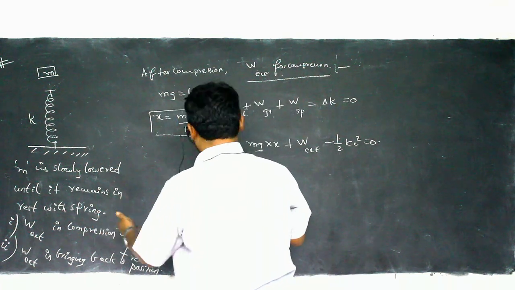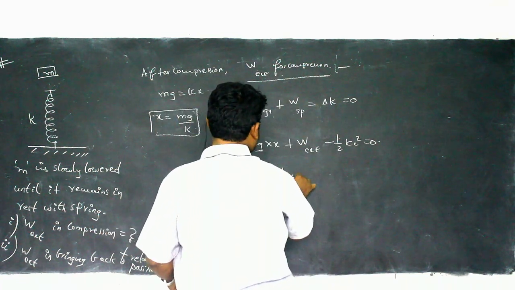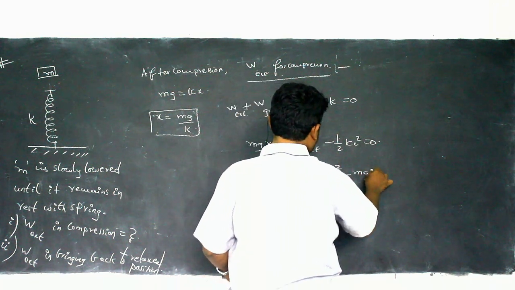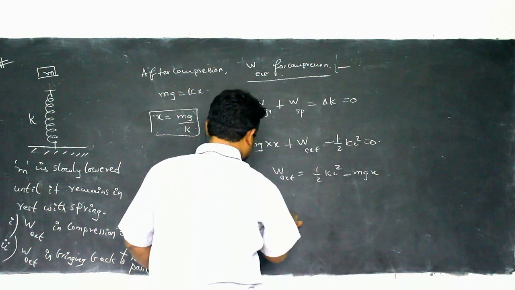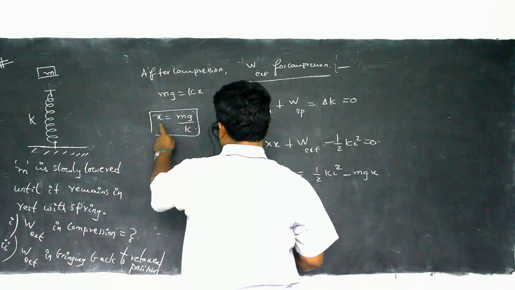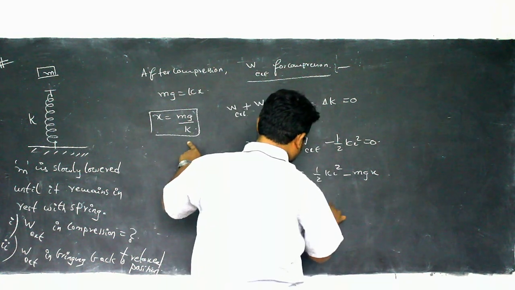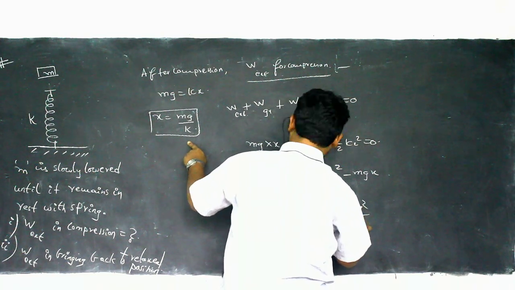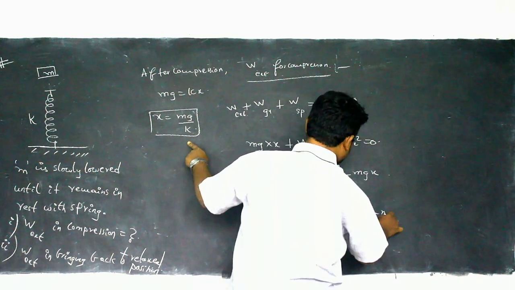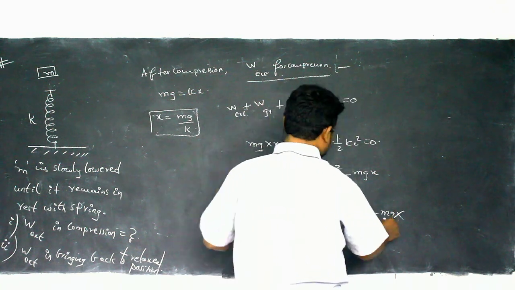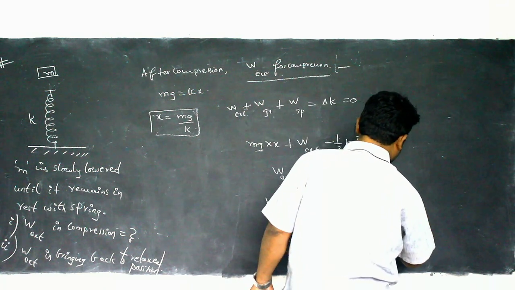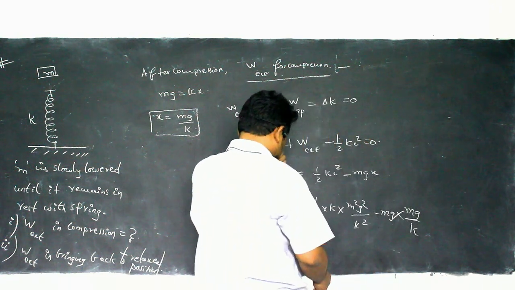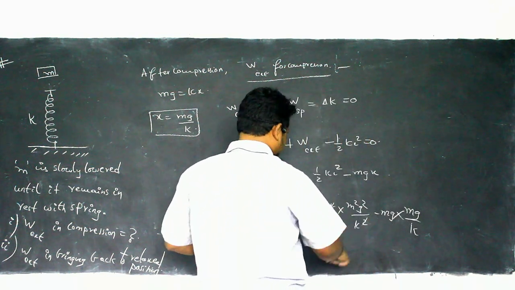He is asking work done due to external force, no? So W external is equals to how much? Half kx square minus mg x. X value is how much? X value already we have calculated, no? Mg divided by k. So half into k into m square g square divided by k square minus mg into x value, which is mg divided by k. That's all, no? Okay. So k and square gets cancelled.